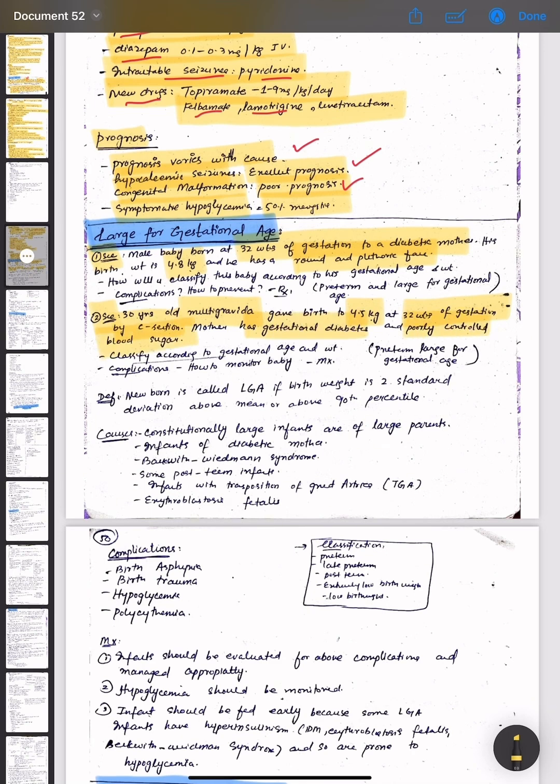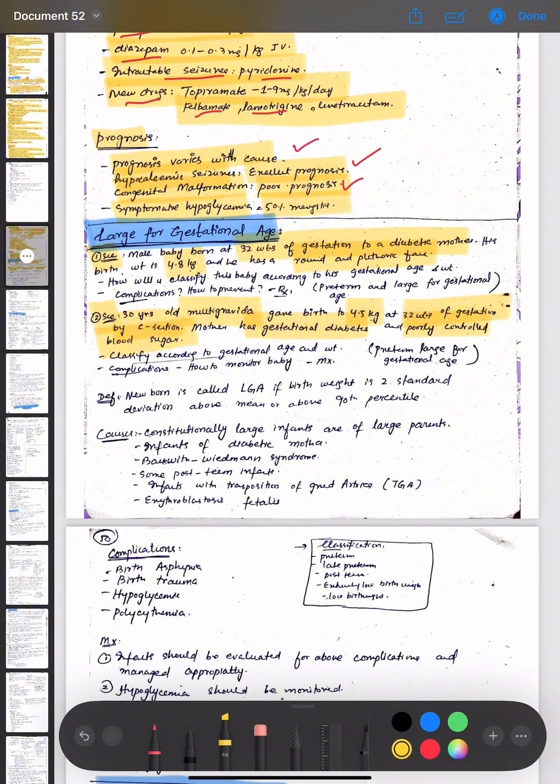So here we have some diagnostic points. Certain cases are discussed in which a large for gestational age baby may be born, that is diabetic mother and multigravida mother, and also the weight is greater than 3.5 kg. 3.5 kg weight is normal for birth. Here the weight given is 4.8 kg. So this is the large for gestational age baby.